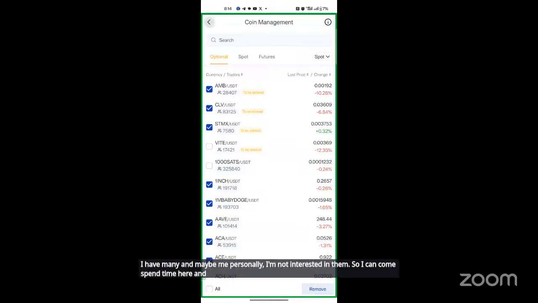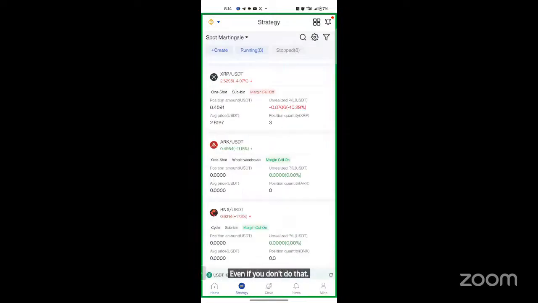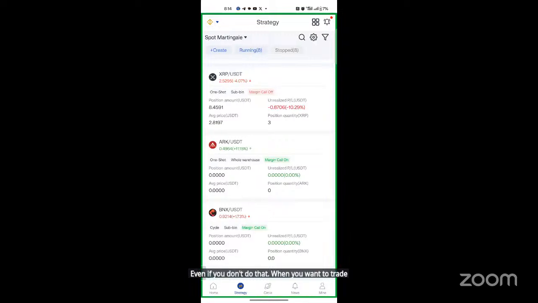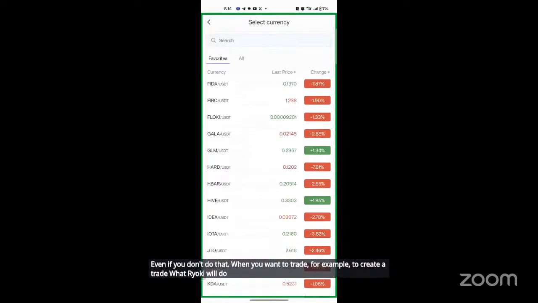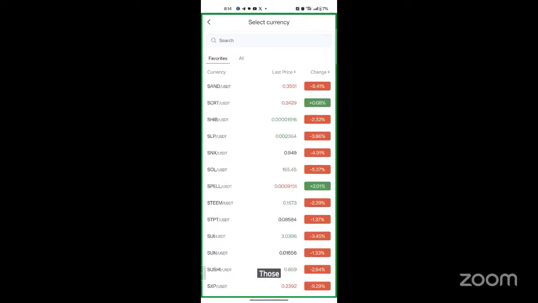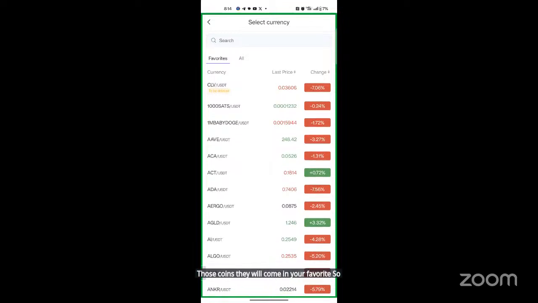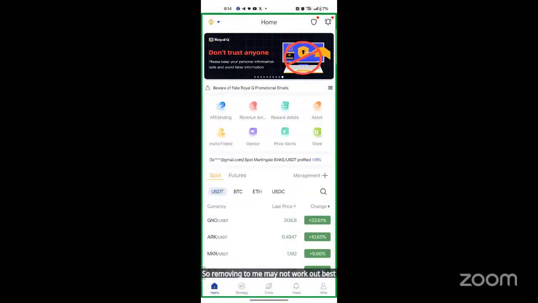Oh, look here, friends. Even if you don't do that, when you want to trade, for example, to create a trade, what Royalq will do, it will bring your favorite coins, coins that you usually trade. And when you keep on trading those coins, they will come in your favorite. So they will be the only coins that appear here on your favorite list. So removing to me may not work out best. So you look for a coin.